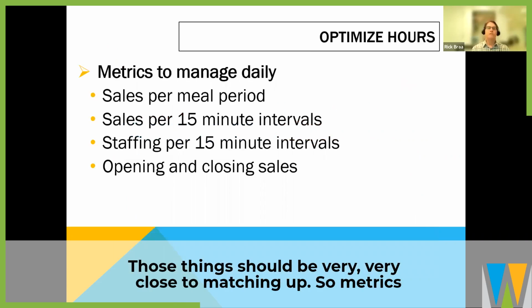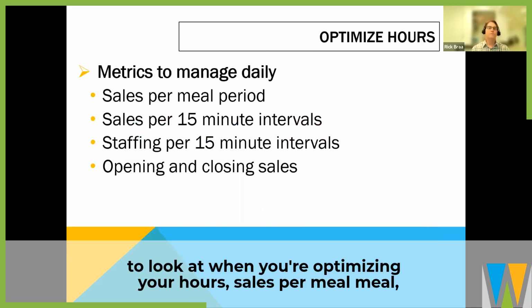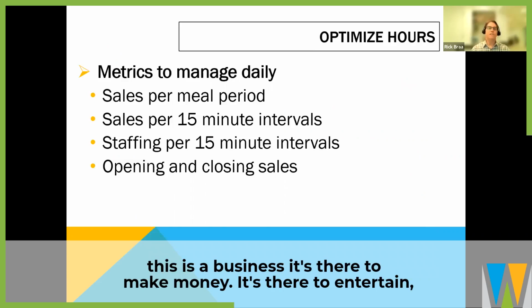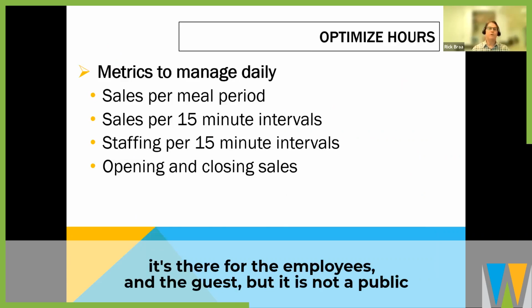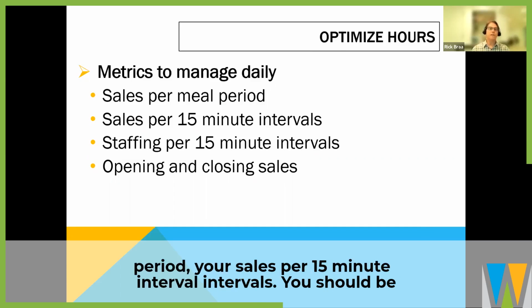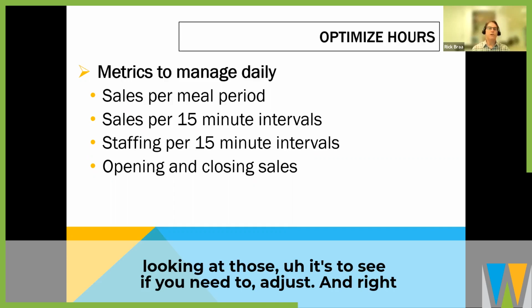So, metrics to look at when you're optimizing your hours. Sales per meal period. So are you busy at lunch? Are you slow at lunch? Again, don't be open as a public service. This is a business. It's there to make money. It's there to entertain. It's there for the employees and the guests, but it is not a public service. So make sure that you are optimizing your sales per meal period. Your sales per 15-minute intervals, you should be looking at those. It's to see if you need to adjust.